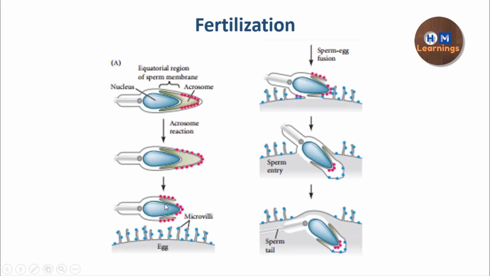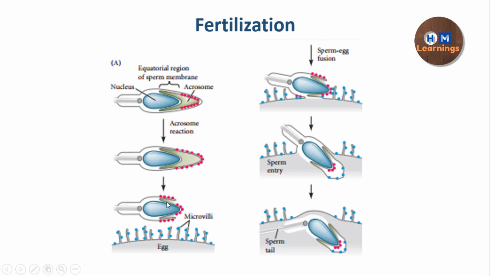So it will become clear with this. This is the egg membrane which has the microvilli. Now these microvilli have some blue dots, you can say. These are basically Juno. Juno is a glycoprotein or protein which interacts with a specific type of protein present on the sperm, and they help in the fusion of the sperm and the egg membrane.